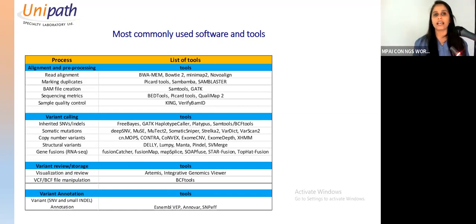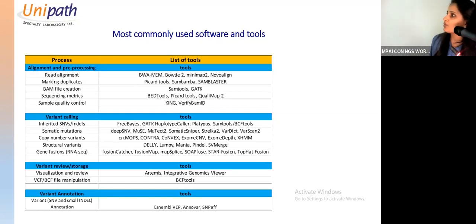Now we know that copy number variation also plays a very important role in disease. That's why there are dedicated tools for that. These are a few others from the exome CNV tools, some of the widely used ones.